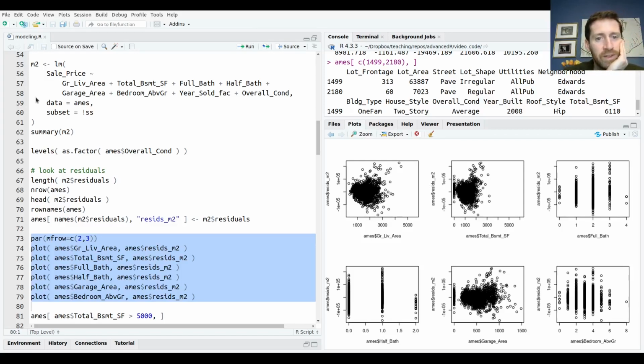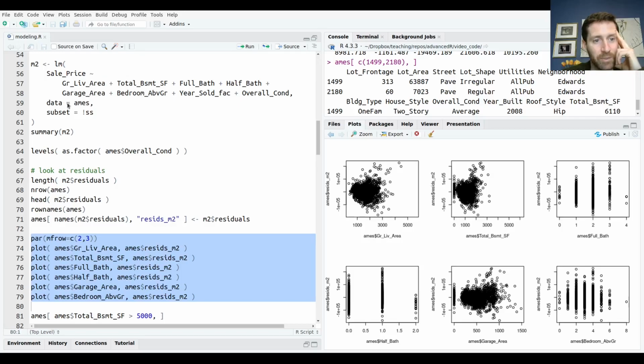Okay, so these first two, what you want to see is basically just noise. You shouldn't be able to predict the residuals using those variables, because we put these variables in the model, they're already in the model. So if you see any kind of pattern, maybe we should put them in a different way.